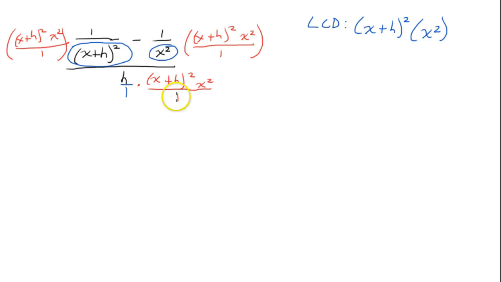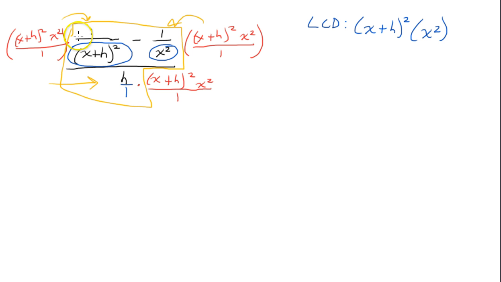Now, we can do that because ultimately what we've done is multiplied this large fraction by (x plus h) squared times x squared over (x plus h) squared times x squared. And then we've distributed to this and distributed to this, and then we multiplied in the denominator as well. This large denominator, this full denominator. Okay, so what do we get as a result?